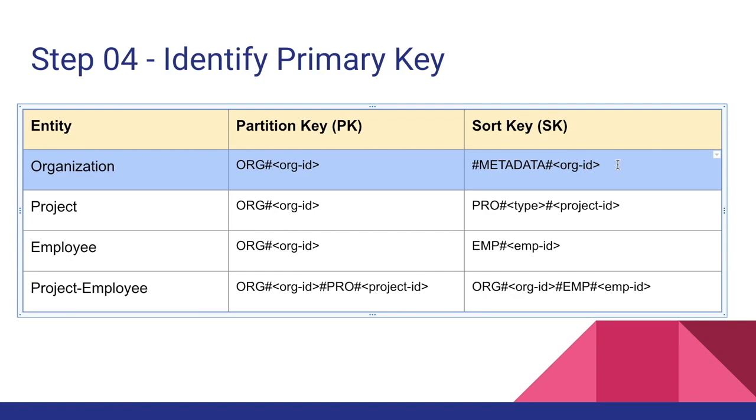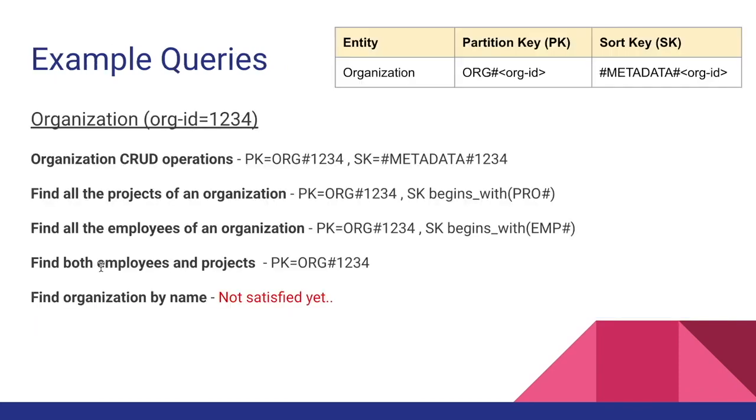Now let's look at some example queries for organization. These are the access patterns that we identified earlier. In order to do the CRUD operations for an organization, create, read, update and delete, we should be able to uniquely identify an organization. For that, we can use our primary key and the sort key. Look at this example. Let's say there's an organization with the organization ID equal to 1234. We can use our primary key and the sort key to uniquely identify this organization.